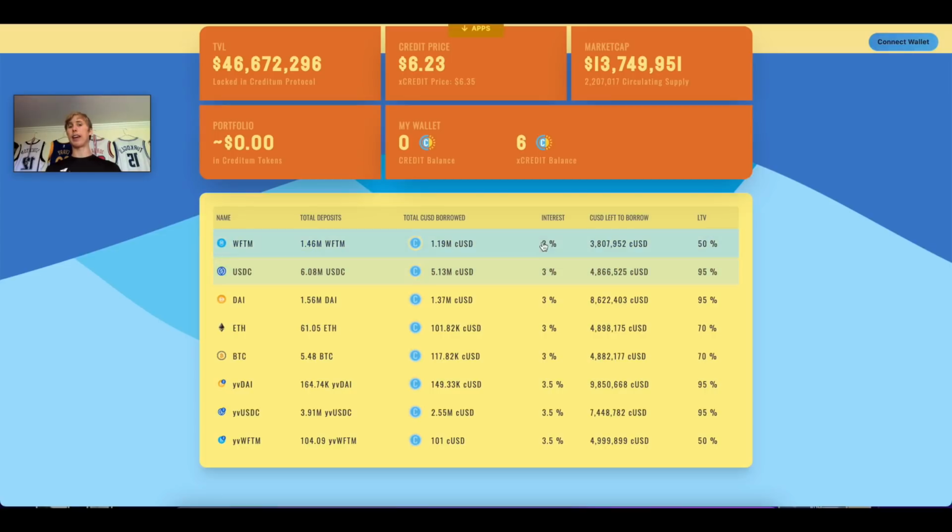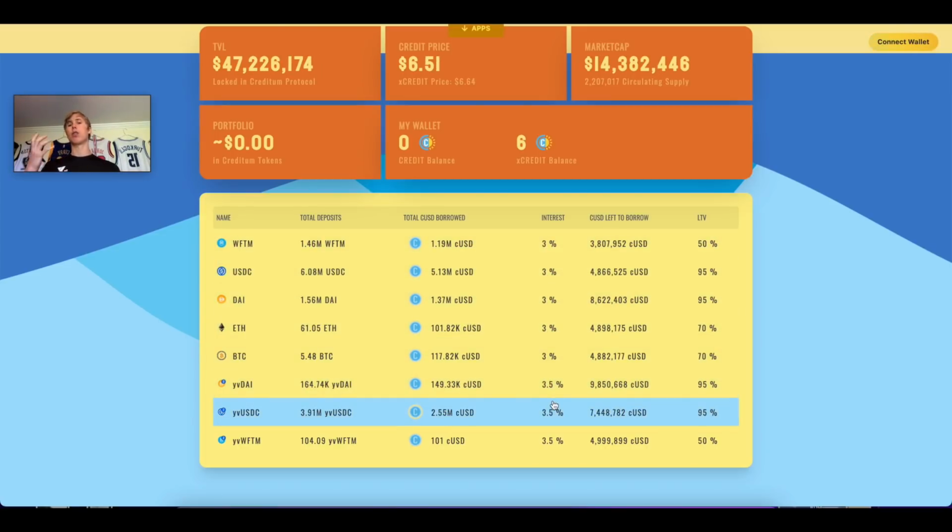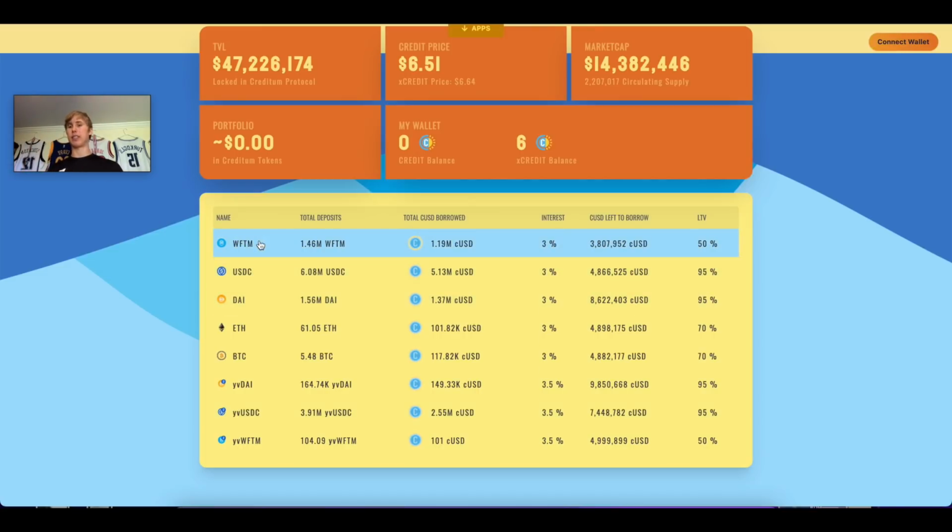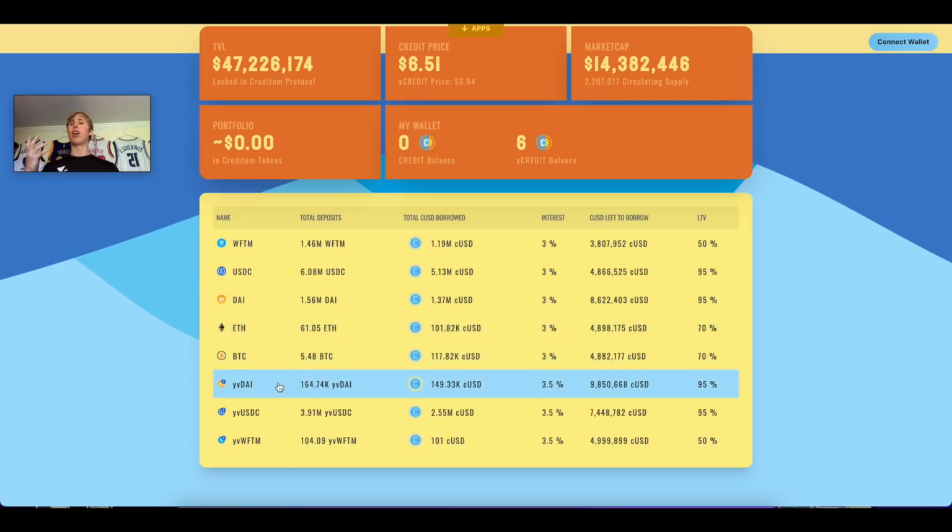You are paying a 3% interest rate on this, or 3.5 for these. So it is going to cost to borrow as well as costing to mint. So that is something to keep in mind as well. So instead of just having general assets like FANTOM, USDC, DAI, they also have some yield-bearing assets. So this also plays with the self-repaying loans.